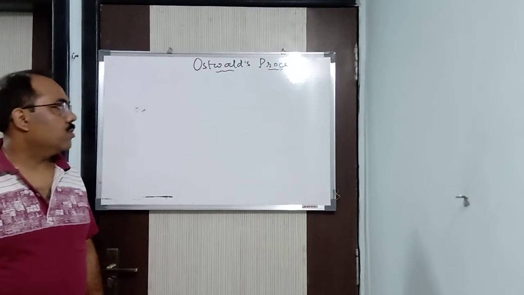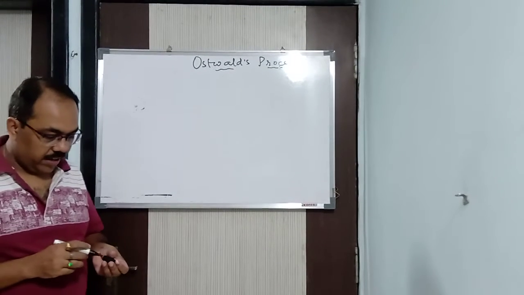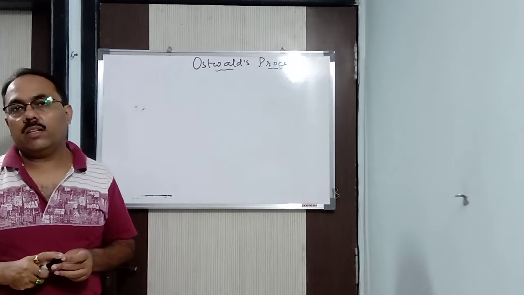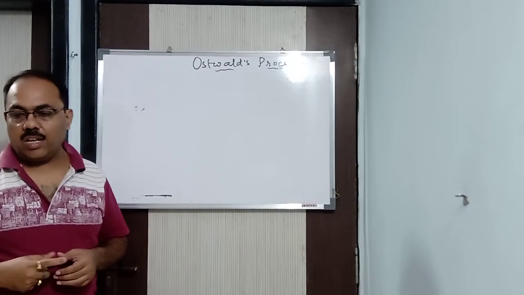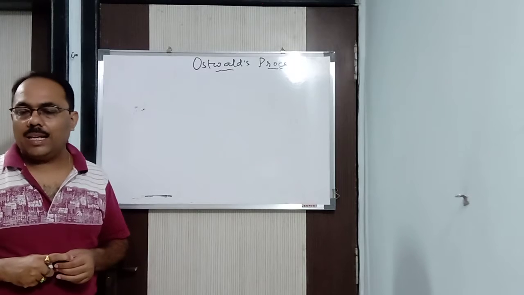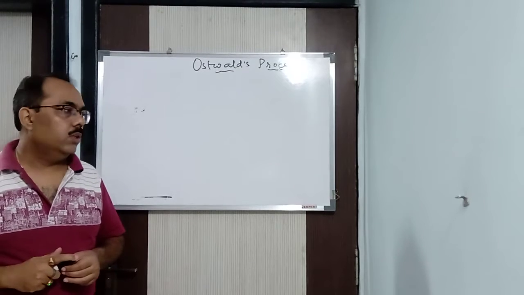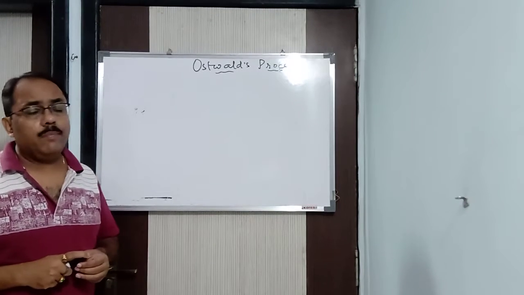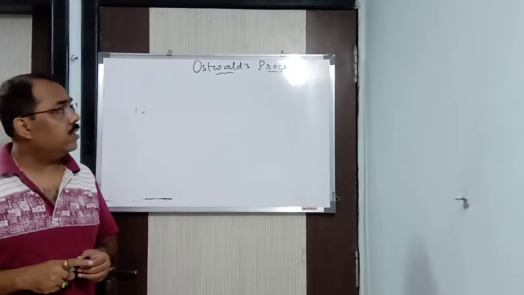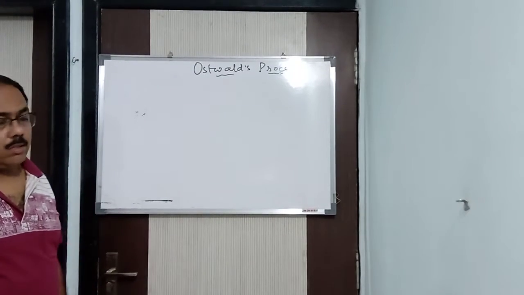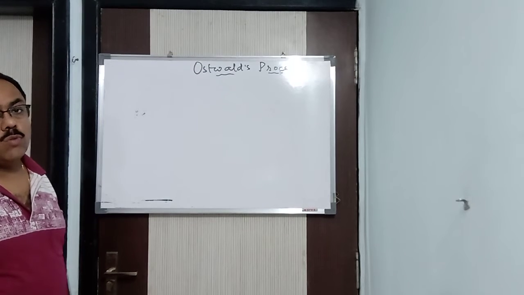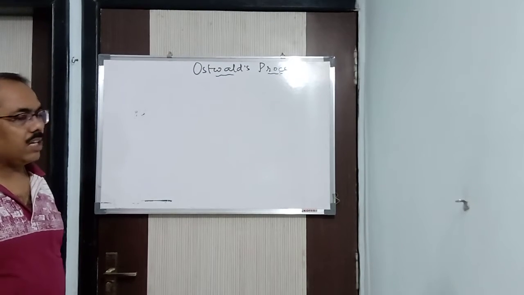Start the Ostwald's process. We have started already the nitric acid. We have read the preparation of nitric acid and whatever the factors and things affecting the formation of nitric acid in the lab preparation, we have discussed with you. We are going to start the manufacture of nitric acid, that is the Ostwald's process. We have already done the Haber's process. Next process we are doing the Ostwald's process for the manufacture of nitric acid.